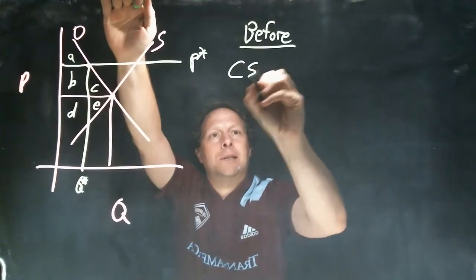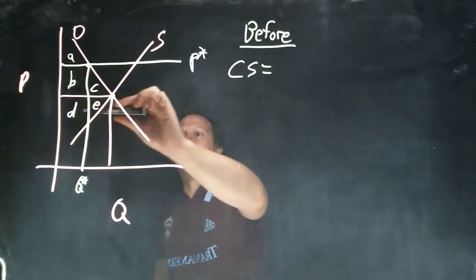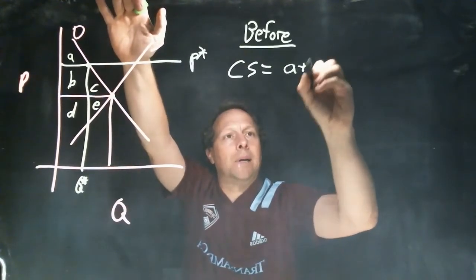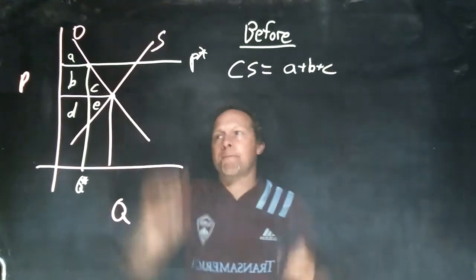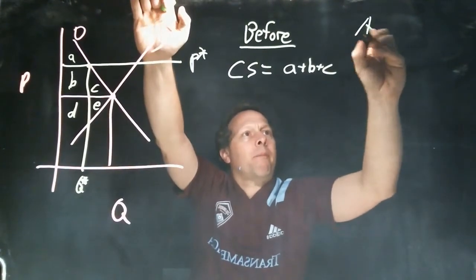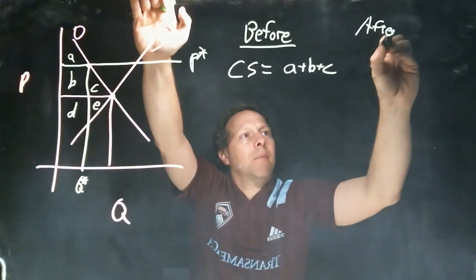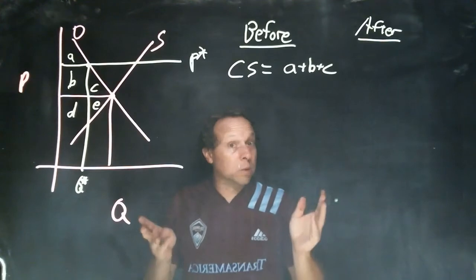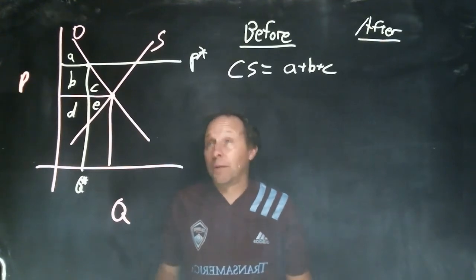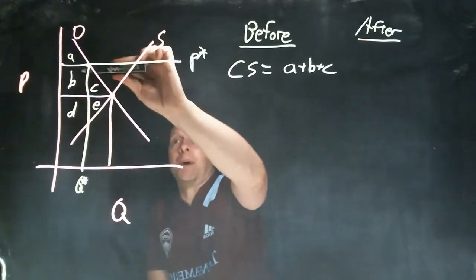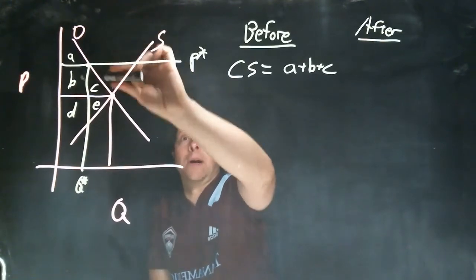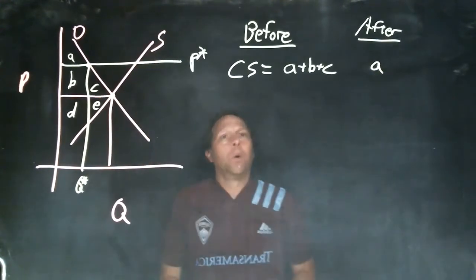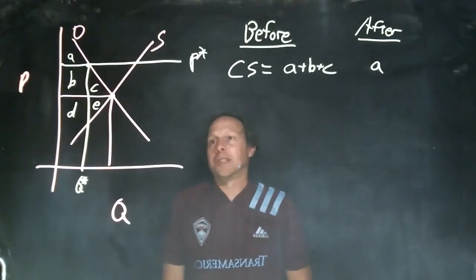consumer surplus was equal to the area above price and below demand. So it was this whole area A plus B plus C. After the imposition of this minimum wage, demanders, and of course when we're talking about wages, demanders are firms, after, it's the area above the new price, which is the area above P star and below demand. So after, we have a consumer surplus of just A.